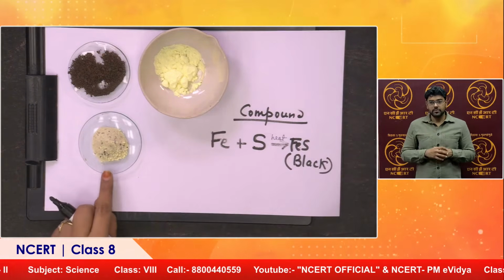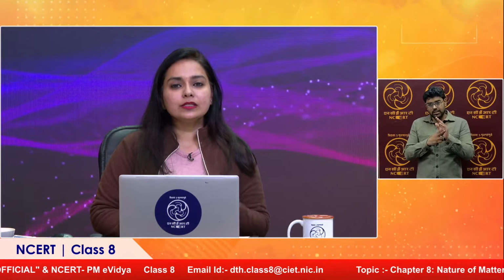So in this case, we have mixed them together. In this case, what we did, we reacted them. The ratio is fixed. We are taking 1 atom of iron that is reacting with 1 atom of sulfur and it is giving 1 molecule of iron sulfide. Right? Now we'll see how are they different in their properties.